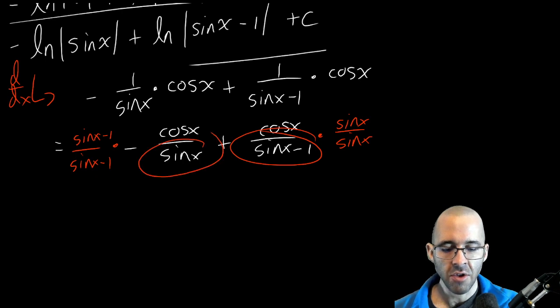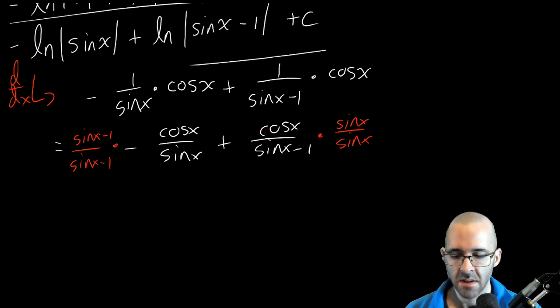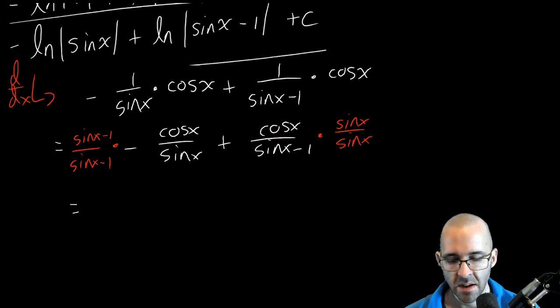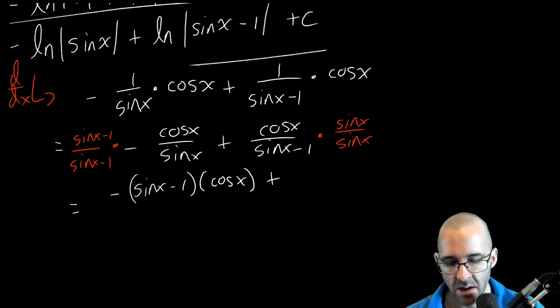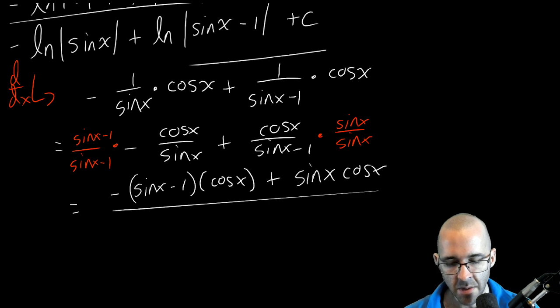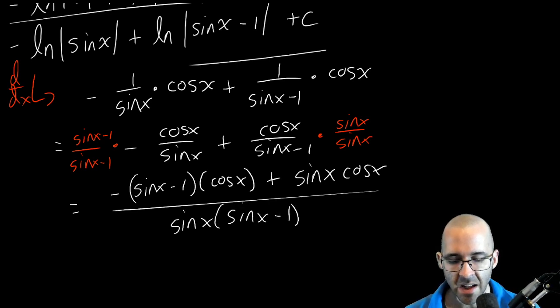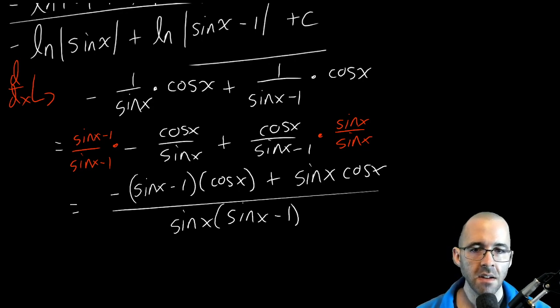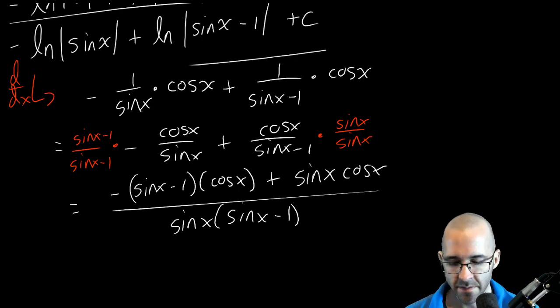These denominators have no common factors. That's why we have to do this. So the top becomes negative sine of x minus 1 times cosine of x. This becomes sine of x times cosine of x. And the bottom is just sine of x times sine of x minus 1. And we want to make this look like our other answer. So when we distribute, or we could just factor out a cosine of x.